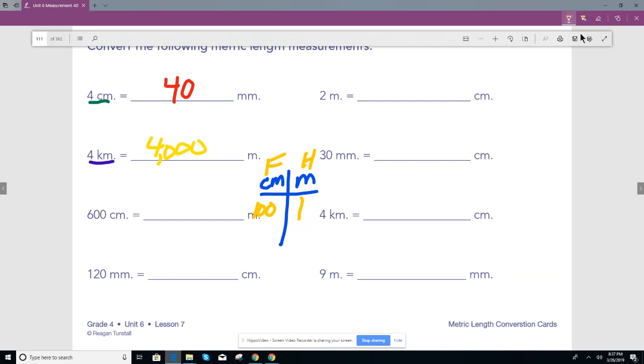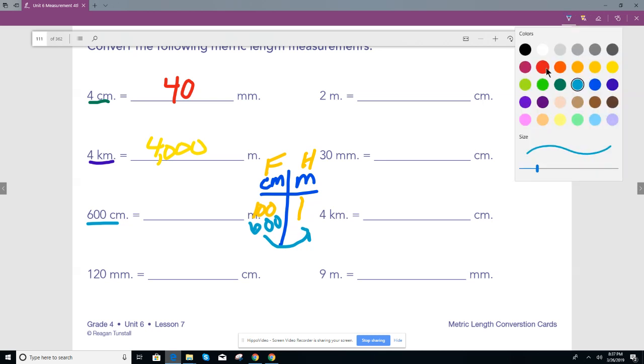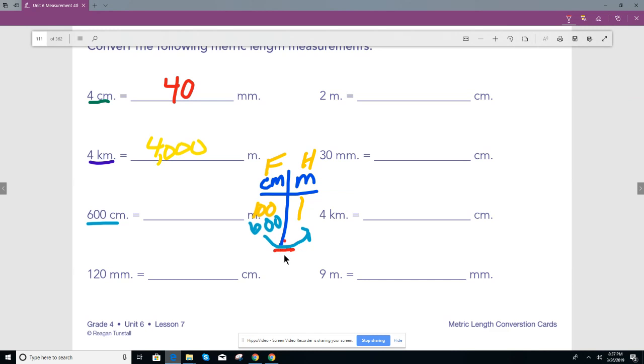Oh my. They gave us the centimeters. So they gave us 600 and it goes underneath centimeters. All right. Are we going horse to fly or fly to horse? Fly to horse, divide, of course. So what that means is we are going to take these two numbers. We are going to divide 600 by 100. How many 100s can you get out of 600? 6. So that's your answer. Okay. All right.